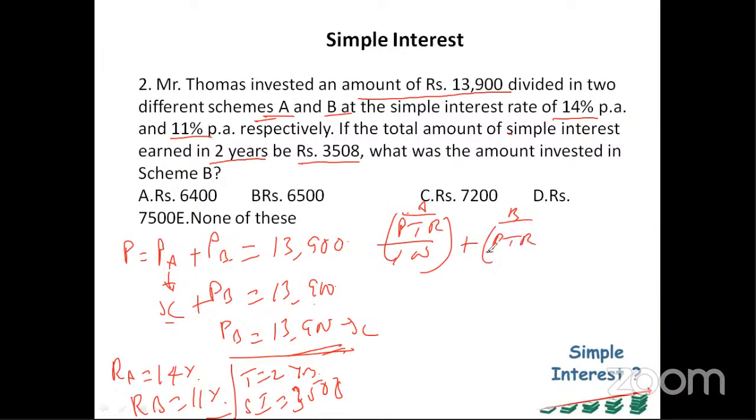So scheme B also PTR by 100. Together this will become total simple interest. That is nothing but 3,508. Okay.